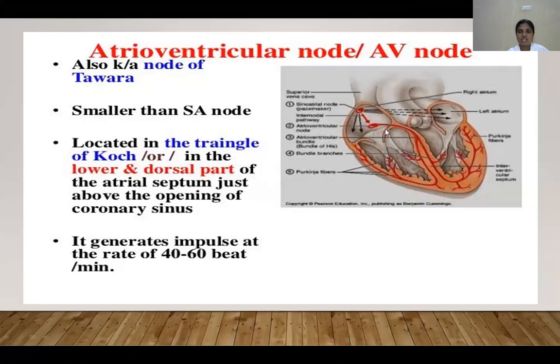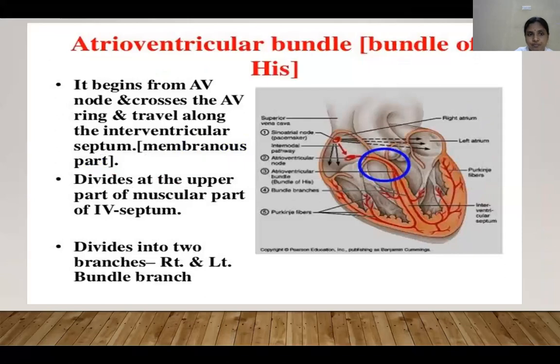In front by the septal leaflet of the tricuspid valve, above by the tendon of Todaro, and inferiorly by the opening of the coronary sinus. So among these three boundaries we can identify this AV node. Then as it is smaller than the SA node, it generates impulses at the rate of 40 to 60 per minute, whereas the SA node is 60 to 100.